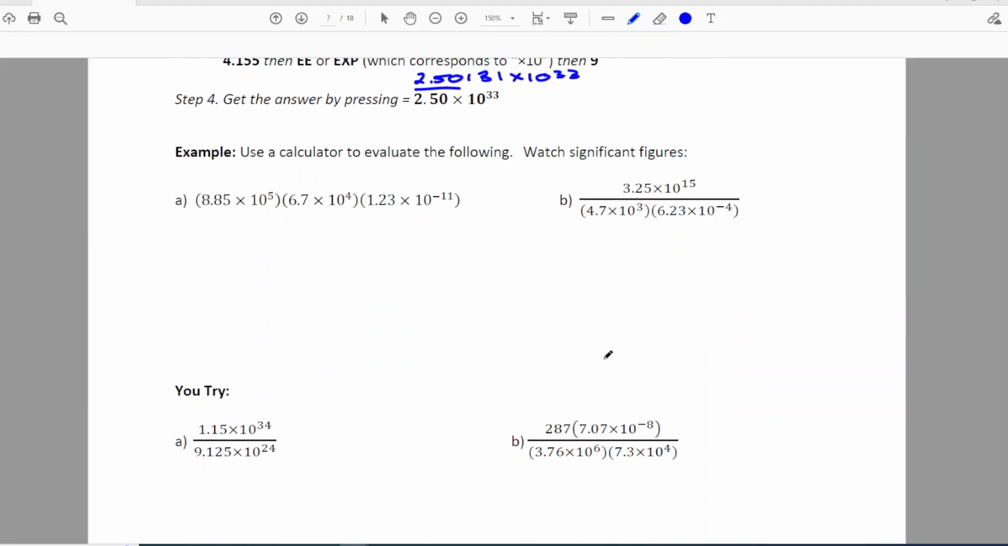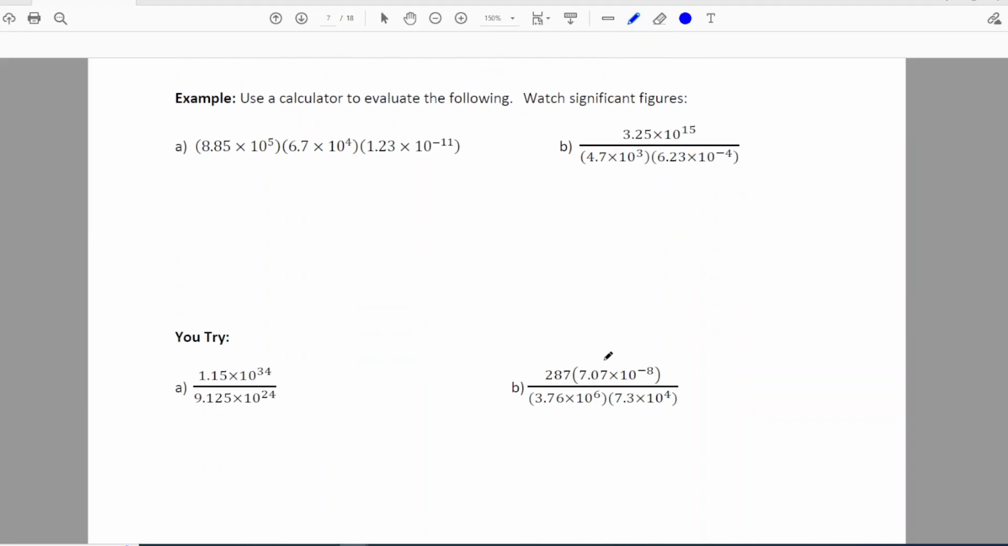So now what we're going to do is just practice plugging some things into our calculator. So let's try this first one off the bat, and then this one try, but I kind of want to mention something before you do. So plug this into your calculator and answer to the correct number of sig figs. So 8.85, my calculator in my hand is EXP5 times 6.7 EXP4 times 1.23 EXP negative 11. That's probably really annoying for you.